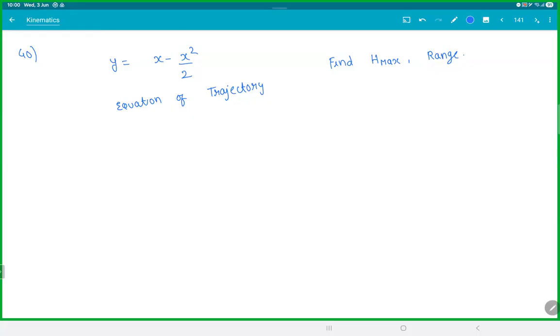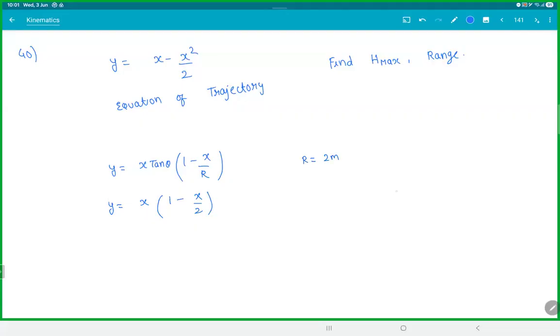Okay, we got different answers: 1 and 2, 1, 2.5. So first thing, let's compare this. y is equal to x tan theta into 1 minus x by R. Remember, this is the formula there. If you compare this with x into 1 minus x by 2, you can clearly see range is 2 meters. There's nothing to do there. You can see and tell that R is 2 meters.